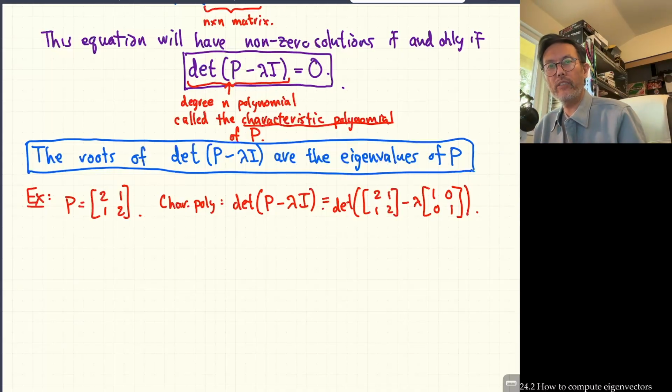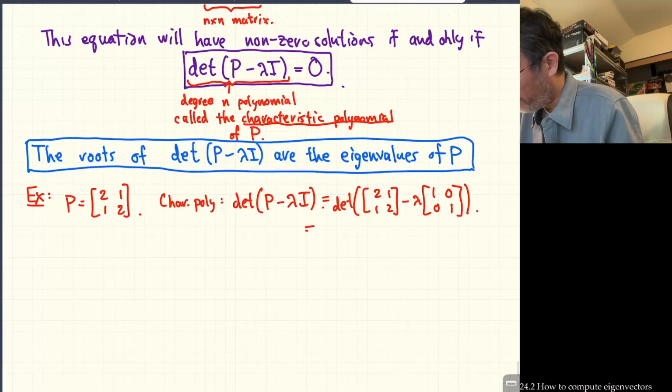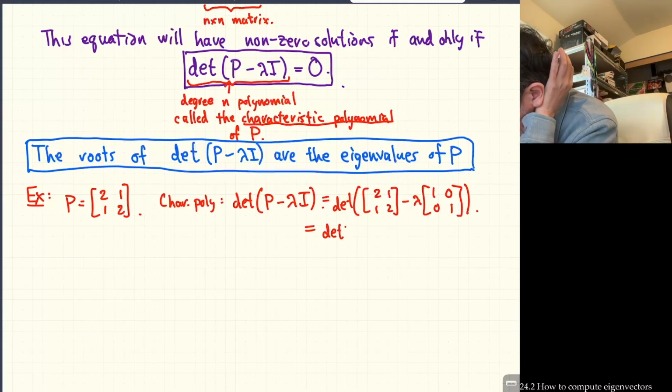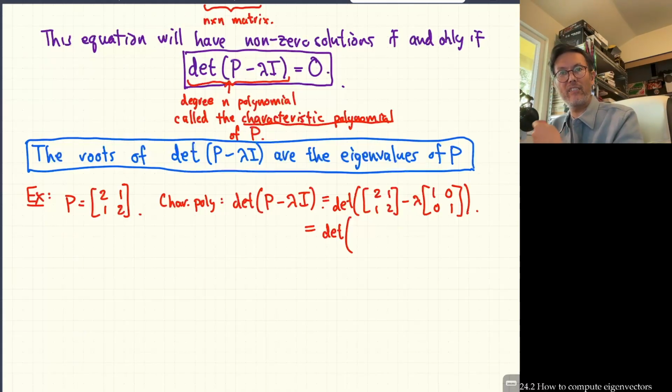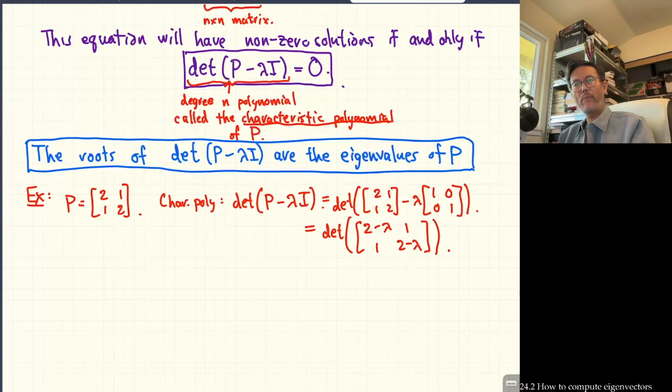A little scary, but it's okay. We are not children. Well, maybe some of you are. And this ends up being the determinant. Now just do the arithmetic inside. What you end up getting is [[2 minus lambda, 1], [1, 2 minus lambda]], the determinant of that matrix. Are you with me? Oh, you can't respond.